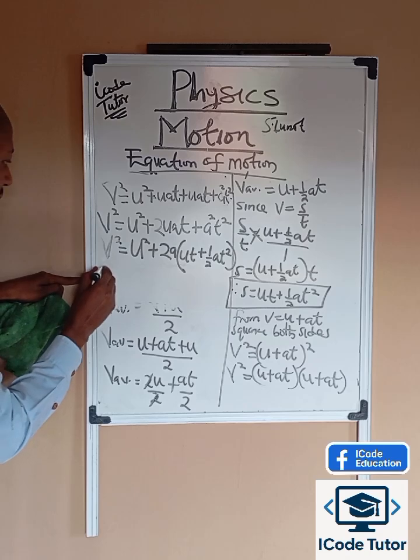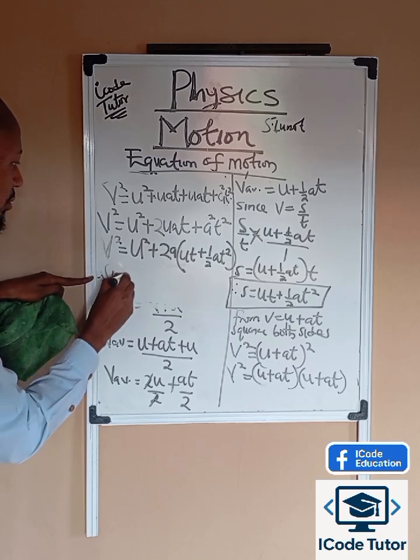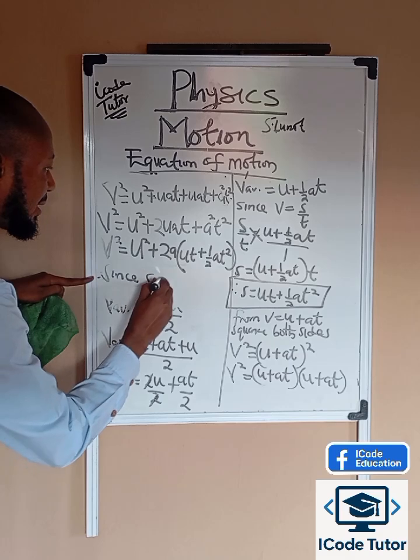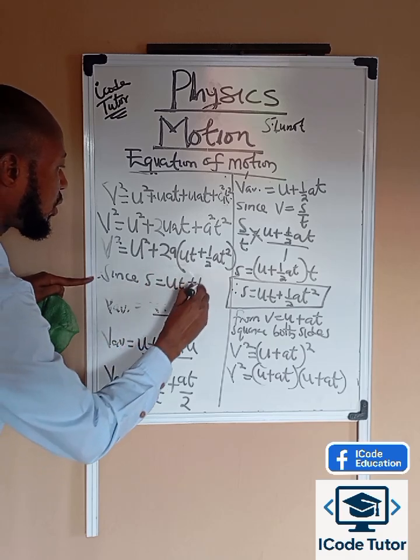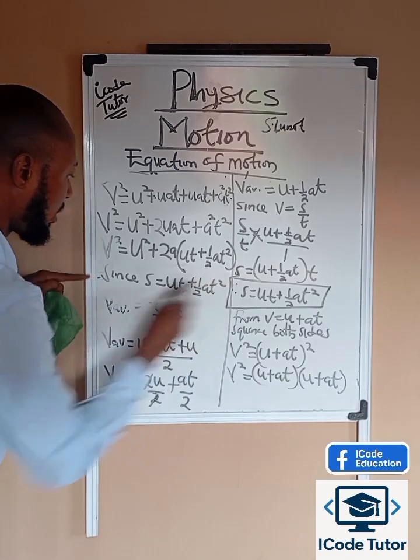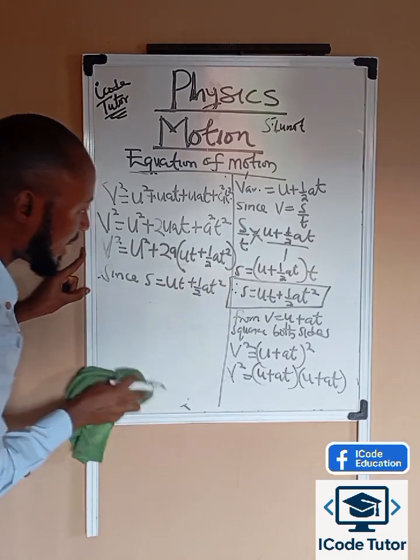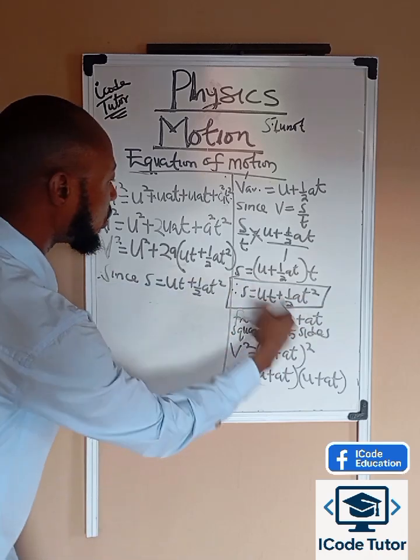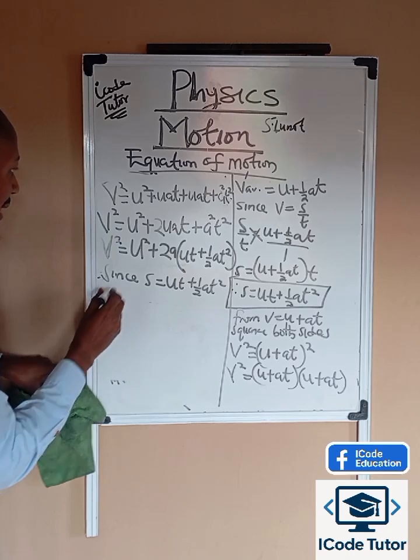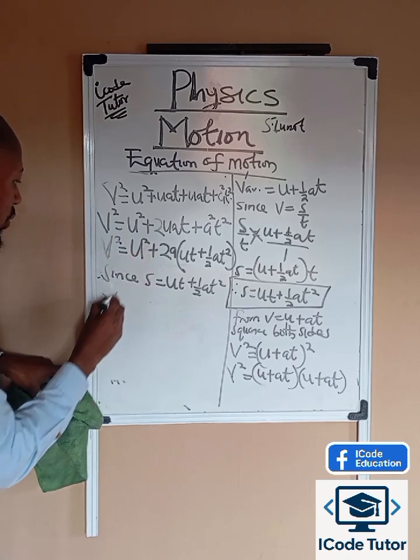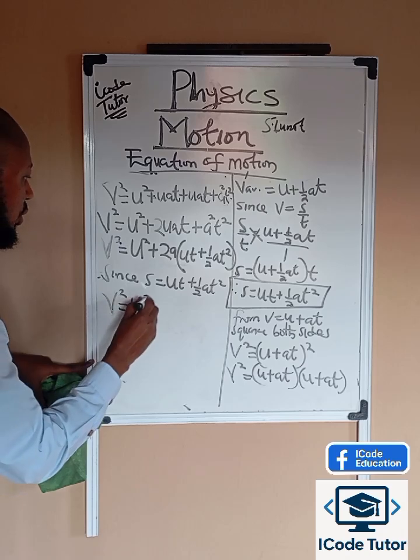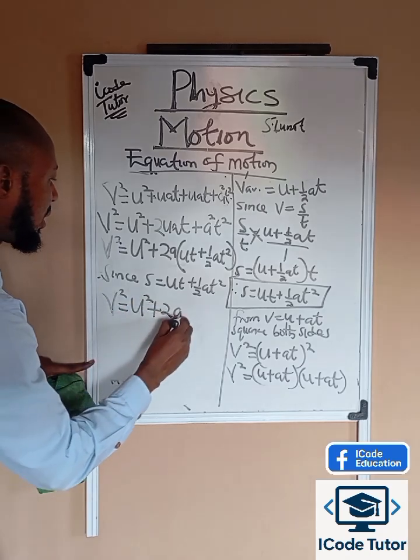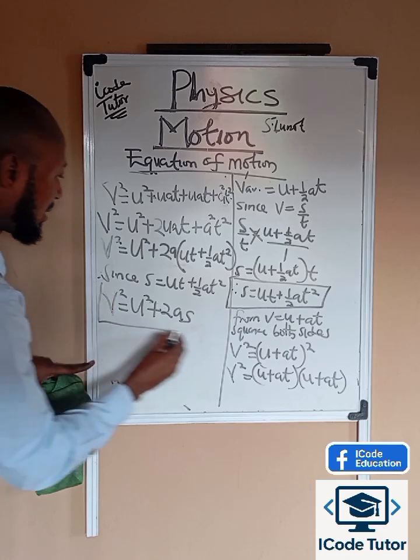Therefore, since S equals UT plus half AT squared, that is from here, we substitute this value in place of S. That means this one will now be V squared equals U squared plus 2AS. This is the final equation of motion.